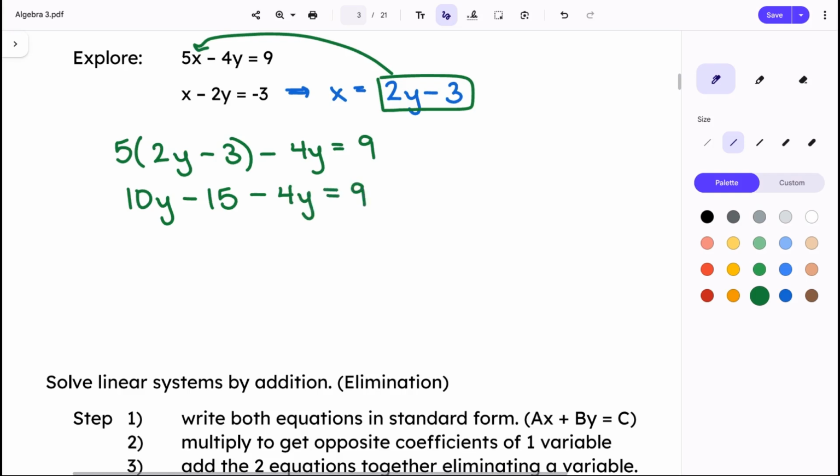You're going to combine like terms. So I have 6y minus 15 equals 9. What would you guys do next? So that would be 24.